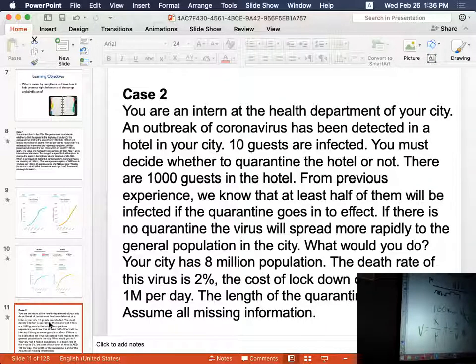Who's got an answer for this one? Yes, you have something? Which approach would you use here? Common good approach. Very good. Common good approach.